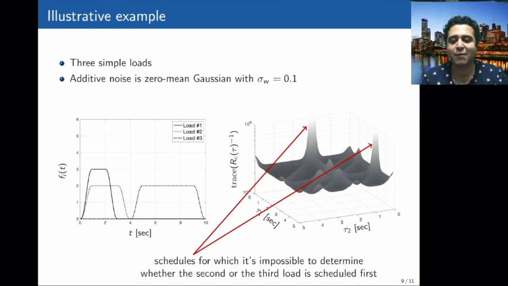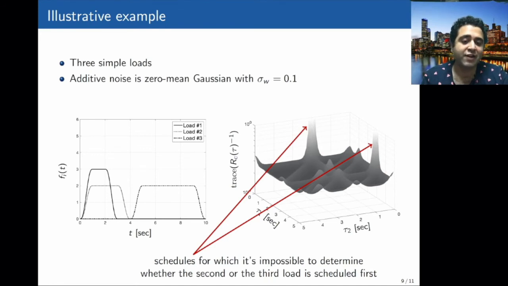As you can see, the amount of consumption for the second load and the third load is the same. So if you move them around a little bit, we would end up with a continuous consumption over a long period of time, and the adversary would not be able to infer if the second one started first or the third one started first. So those highest points correspond to those schedules.